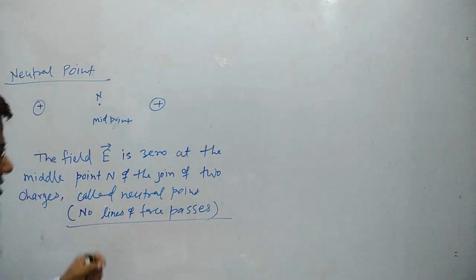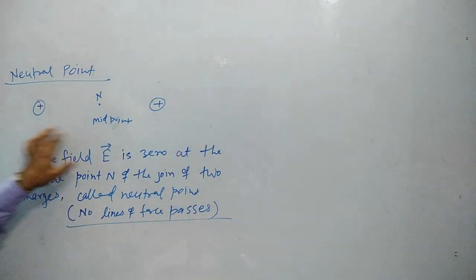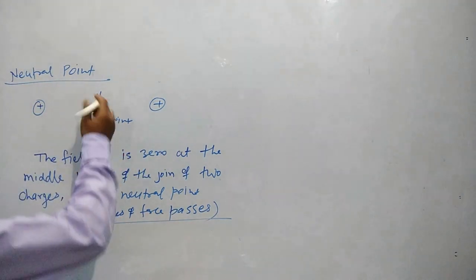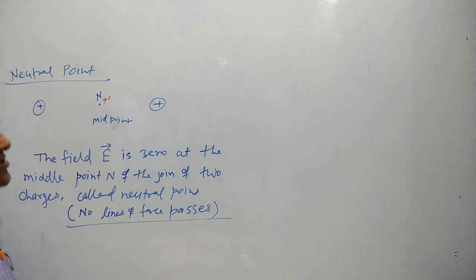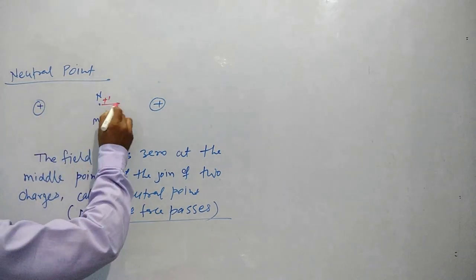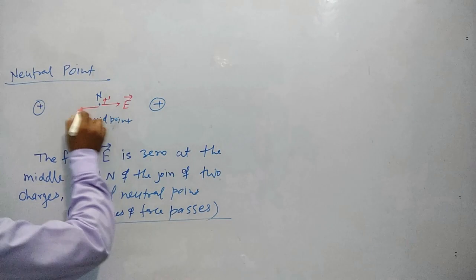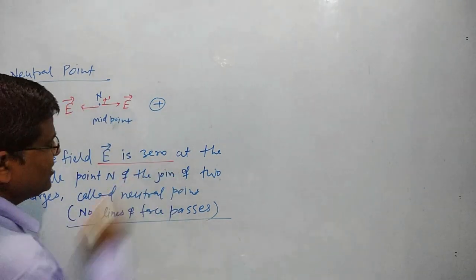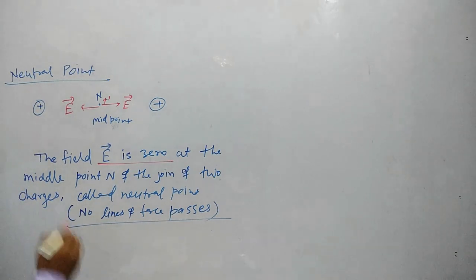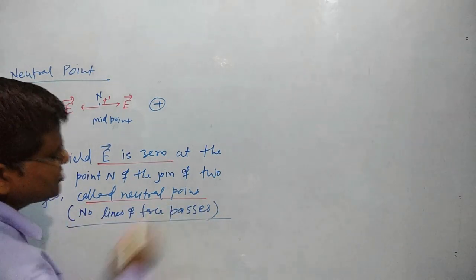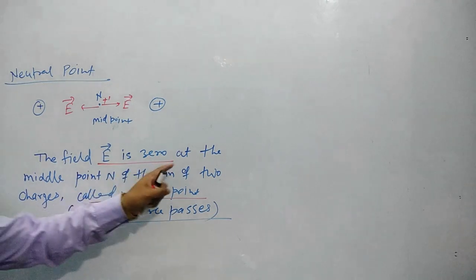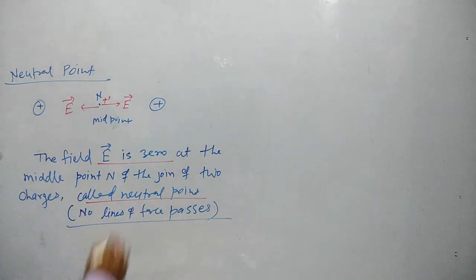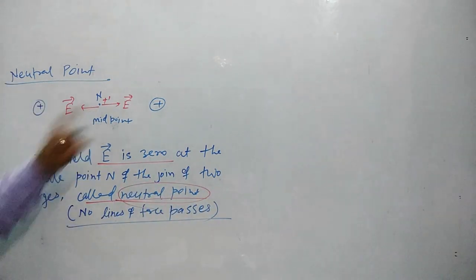One more thing for the electric field lines. When two charges are separated by a distance r, and at the midpoint we want to find the electric field, this is the plus charge, then the electric fields due to this and this are both equal and opposite, so the electric field is 0. The point where the electric field is 0 is called the neutral point. The field is 0 at the middle point N of the line joining the two charges, called the neutral point.